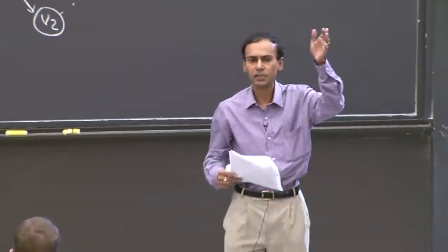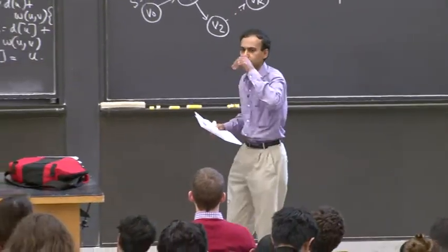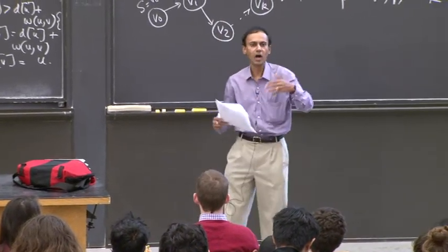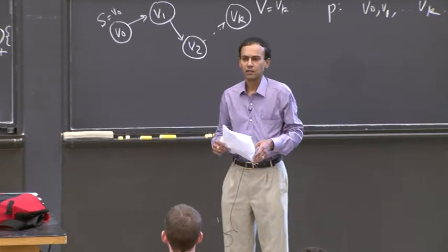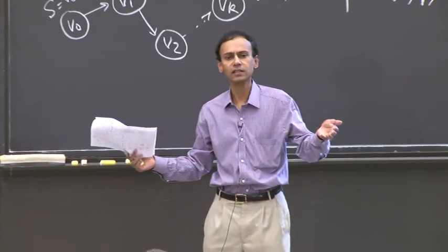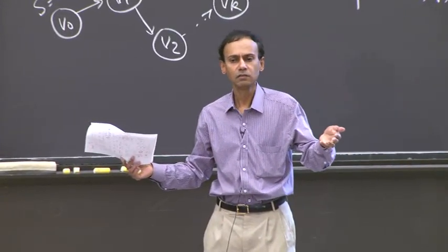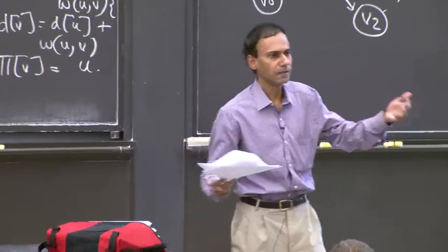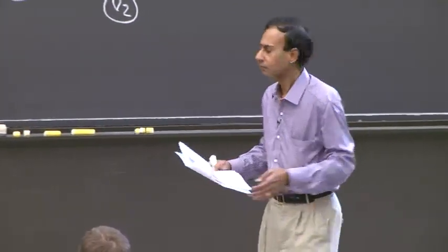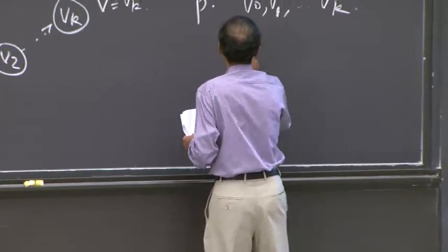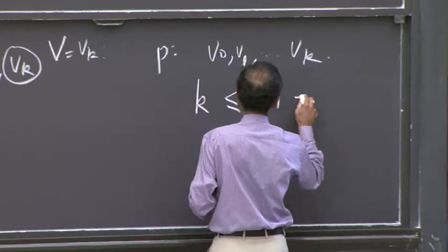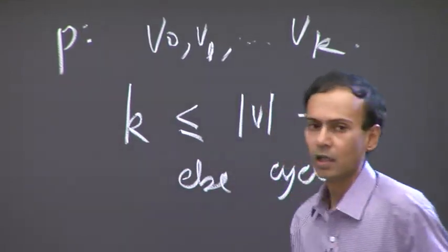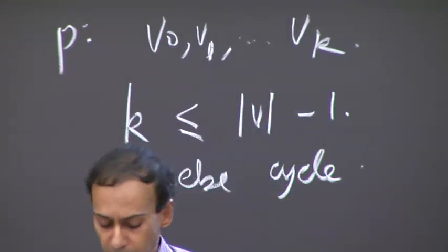Anybody? How big is K? It's up on the blackboard. V minus 1, right? Why? What would happen if K is larger than V minus 1? I'd have a cycle. I'd be visiting a vertex more than once, and it wouldn't be a simple path, right? So K is less than or equal to V minus 1, else I'd have a cycle, okay? And I wouldn't have a simple path.